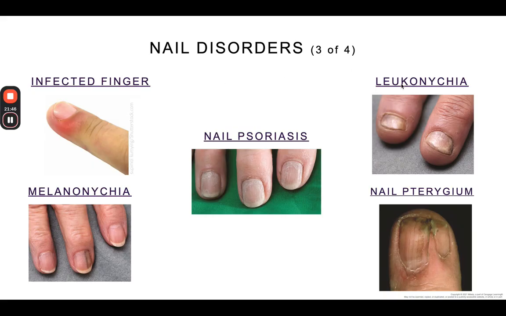Next, we have leukonychia, which is at the top right. I do encourage you to look up another picture example of leukonychia. Leukonychia is characterized by white spots of discoloration of the nails, usually caused by minor injury to the nail matrix. Maybe your client hit their hand on a desk or something like that. They often appear in the nails but do not indicate any type of disease, and they usually disappear as the nails grow out.